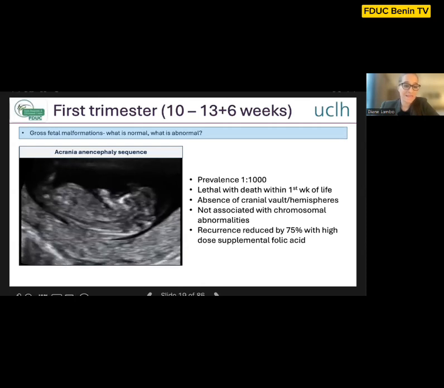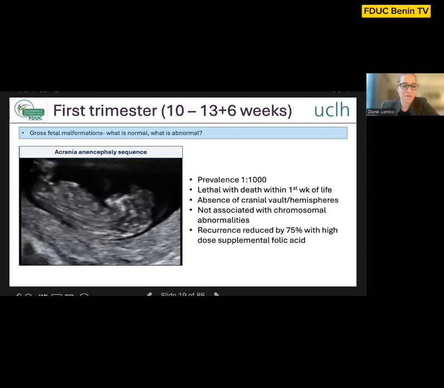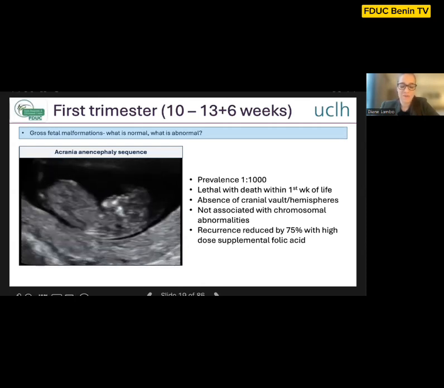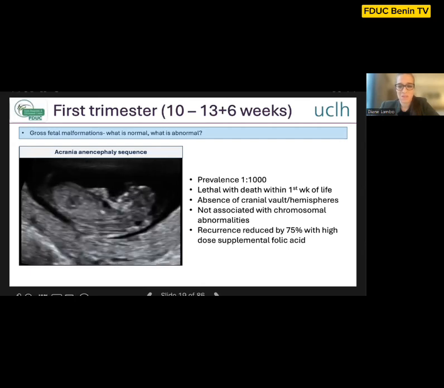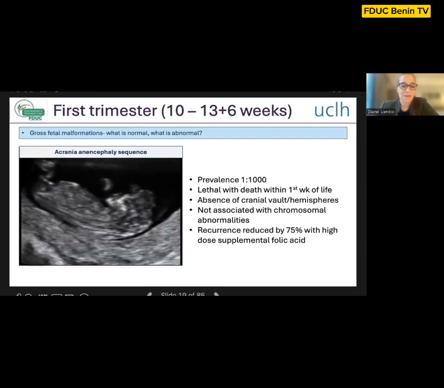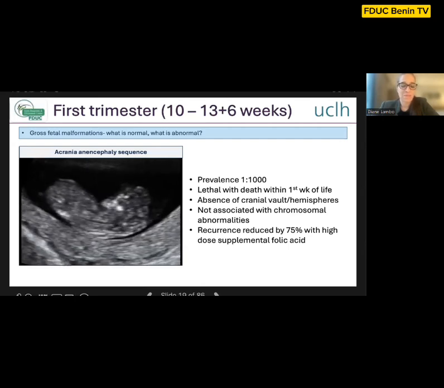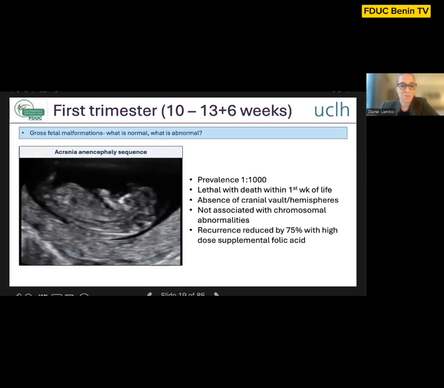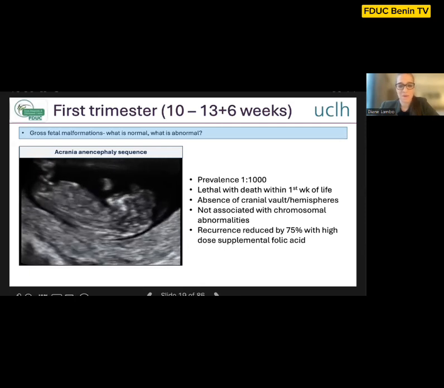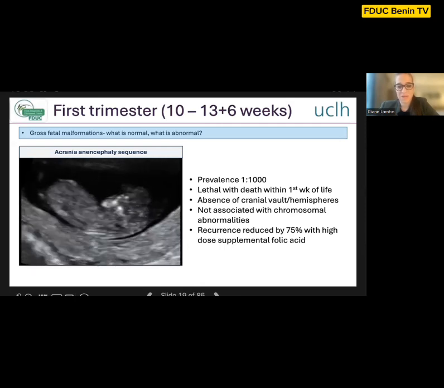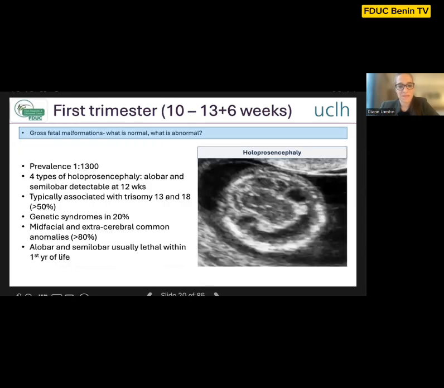Now, these babies tend to survive the pregnancy, but generally they don't live beyond the first week of life. It's not associated with chromosomal conditions, and certainly recurrence in a future pregnancy can be reduced by advising the woman to take high-dose supplemental folic acid for at least 3 months prior to getting pregnant through to the first trimester.